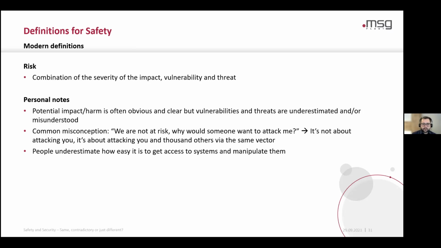Because they say, yeah, why should someone attack me? But it's not about attacking you, it's about attacking you and 1,000 others. The threat is high when it is very easy to attack you. It's not a personal choice of an attacker, but more a choice of, okay, you're an easy target, I will hack you, I will attack you. And people underestimate how easy it sometimes is to get into systems and manipulate them.